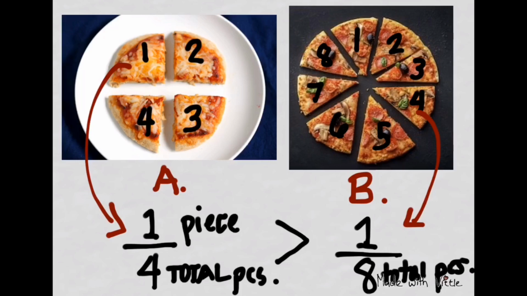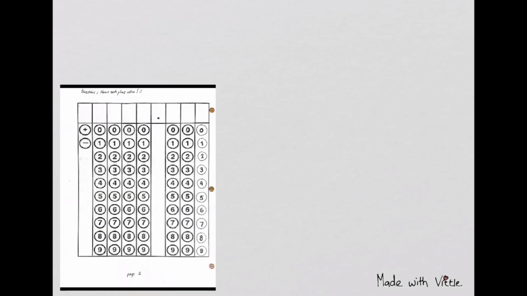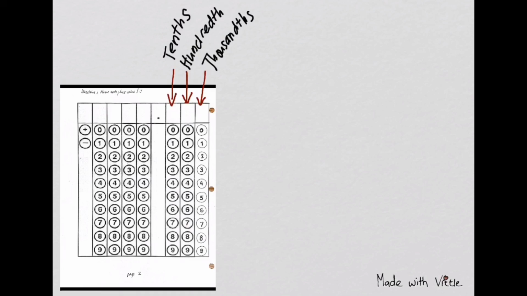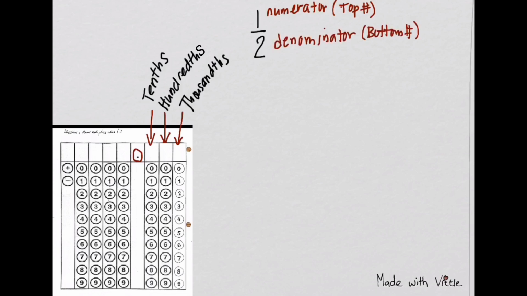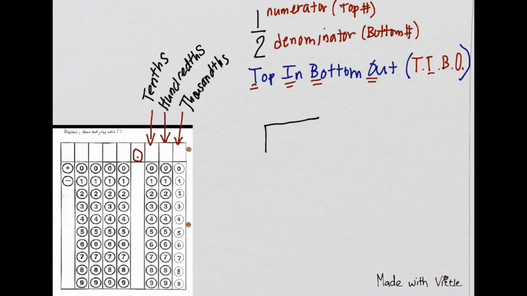Now, when we're trying to change a fraction to a decimal, it is so important that you pay attention to the place value of each digit, especially the values behind the decimal point. Now let's try to change 1/2 into a decimal. Remember that the top number is your numerator, and the denominator is the bottom number. The strategy that we have to always remember and use is top in, bottom out, or what we call TIBO. So here, the top number goes inside the division box, and the bottom number, denominator 2, goes outside.